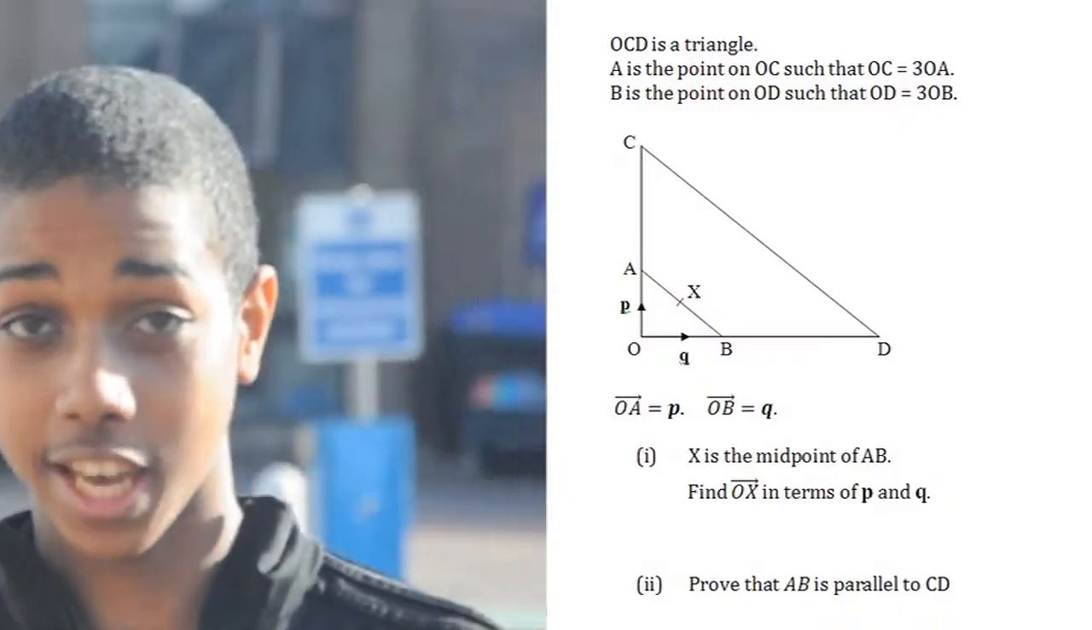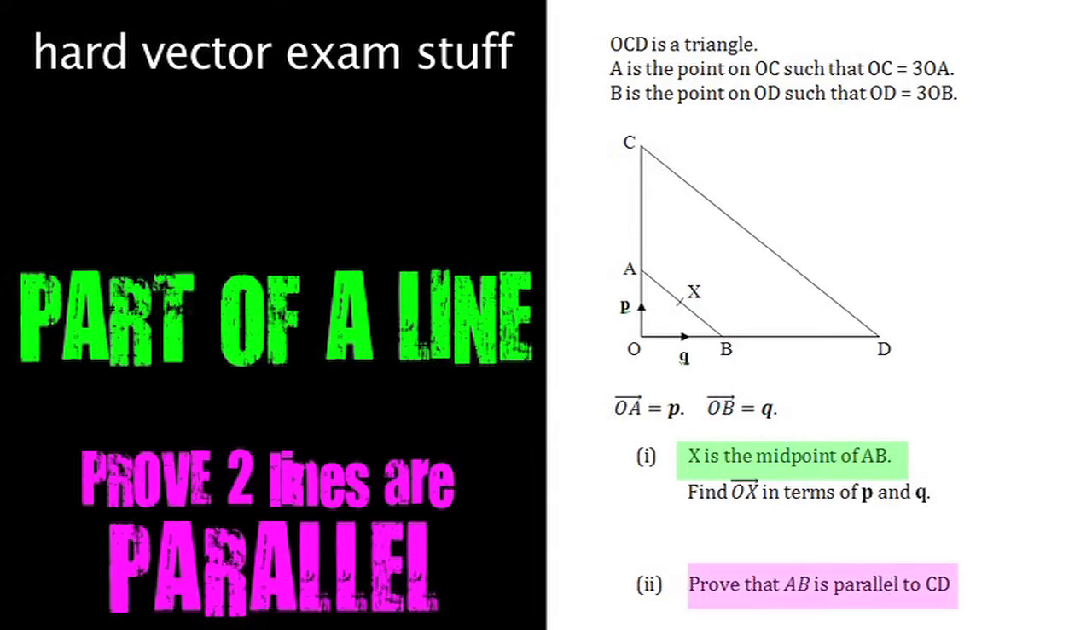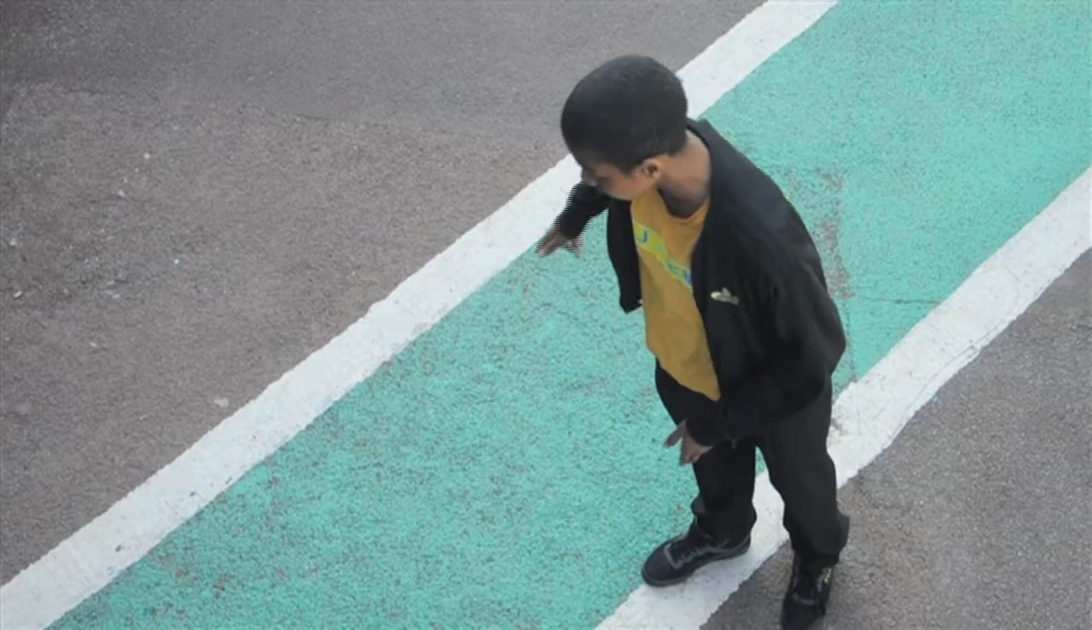The two hard things you're gonna get asked in the exam are finding how to get partway down a line and to prove that two lines are parallel. Parallel is when two lines keep going and going but never get any closer, like me and that girl down the chicken shop. It's all good though.